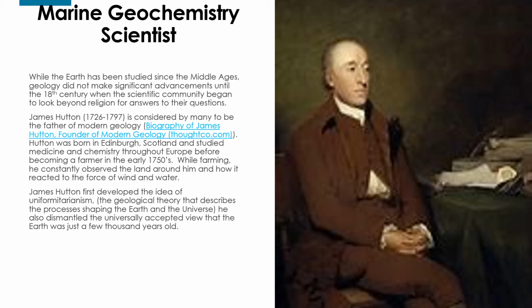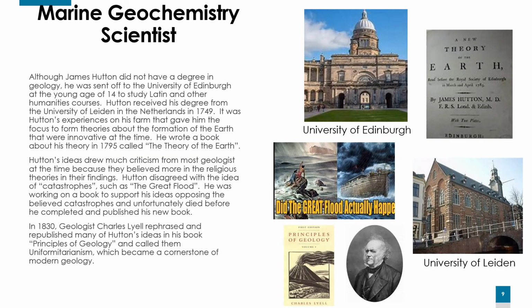Hutton was born in Edinburgh, Scotland, and studied medicine and chemistry throughout Europe before becoming a farmer in the early 1750s. While farming, he constantly observed the land around him and how it reacted to the force of wind and water. James Hutton first developed the idea of uniformitarianism, which is the geological theory that describes the processes shaping the Earth and the universe. He also dismantled the universally accepted view that the Earth was just a few thousand years old. Although James Hutton did not have a degree in geology, he was sent off to the University of Edinburgh at the young age of 14 to study Latin and other humanity courses.